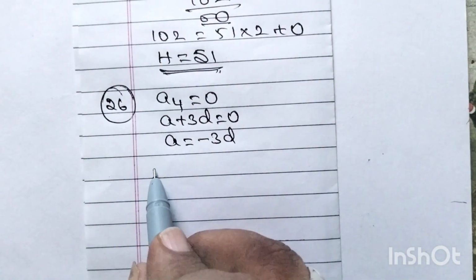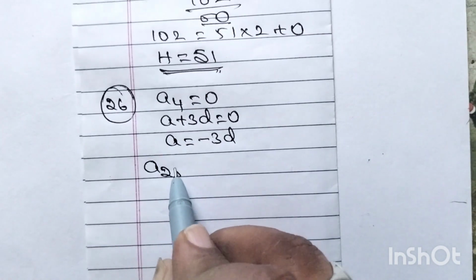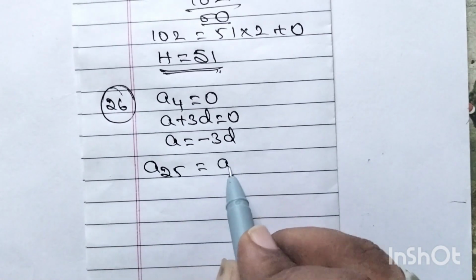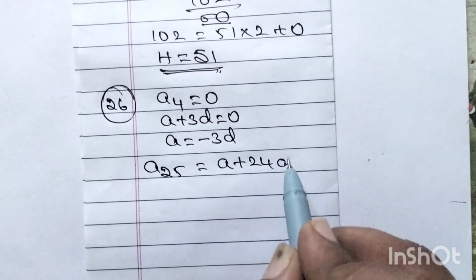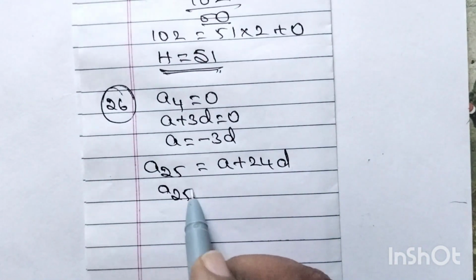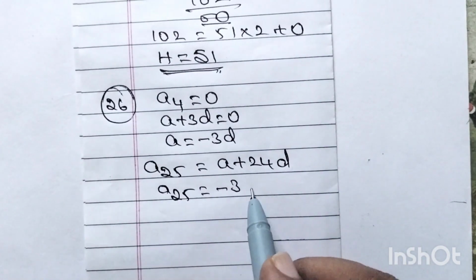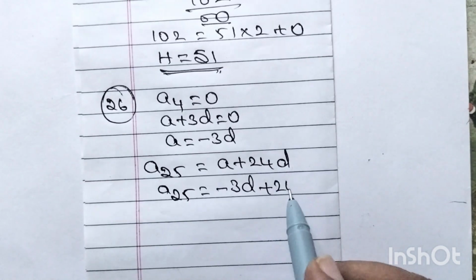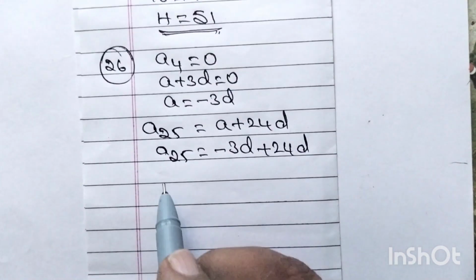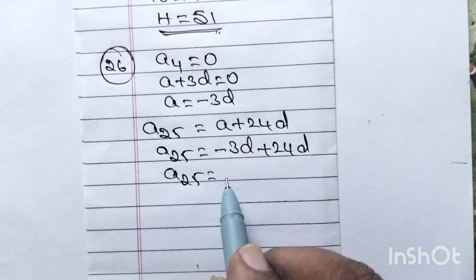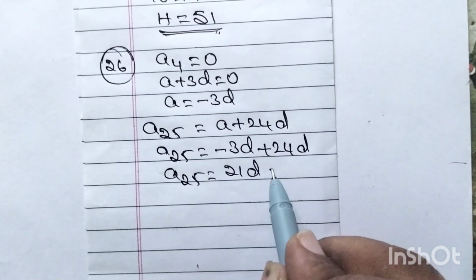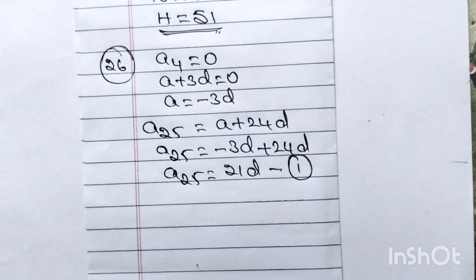So now let us find out the 25th term. So A25 can be written as A plus 24D. So A25 is equal to A, that is minus 3D, plus 24D. So A25 is equal to 21D. You call it equation 1.